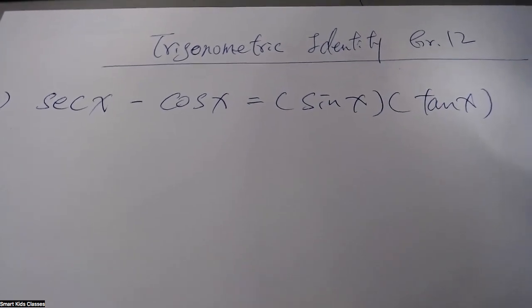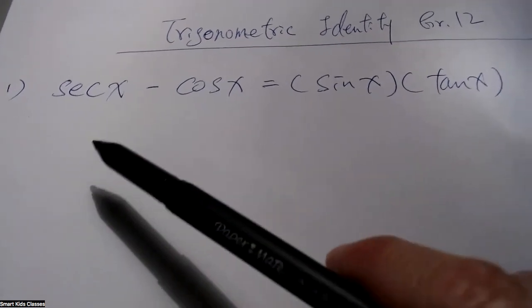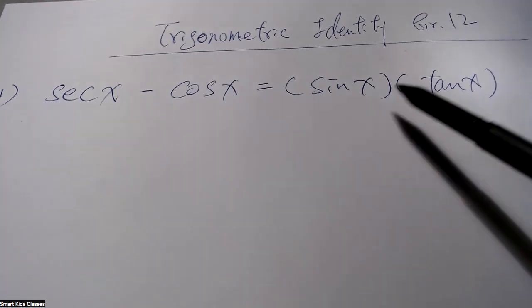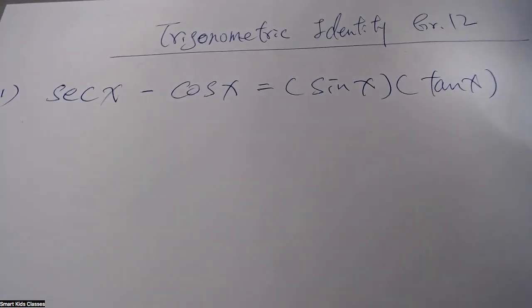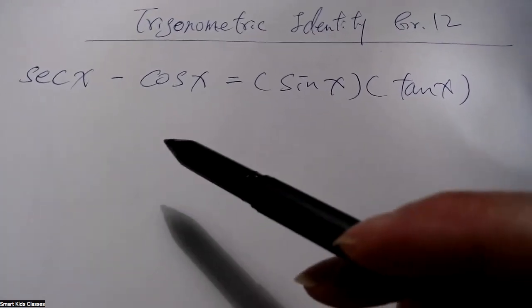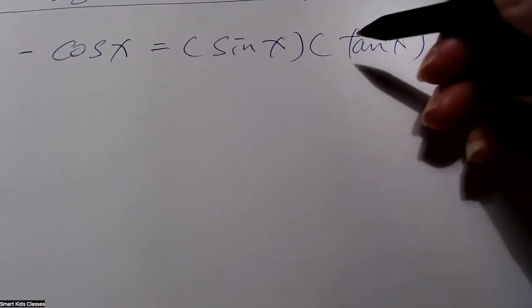So, trigonometric identities for grade 12 Advanced Functions. Now, secant x minus cosine x equals sine x times tangent x. Let's show that the left side equals the right side. I'm going to solve the right side first.